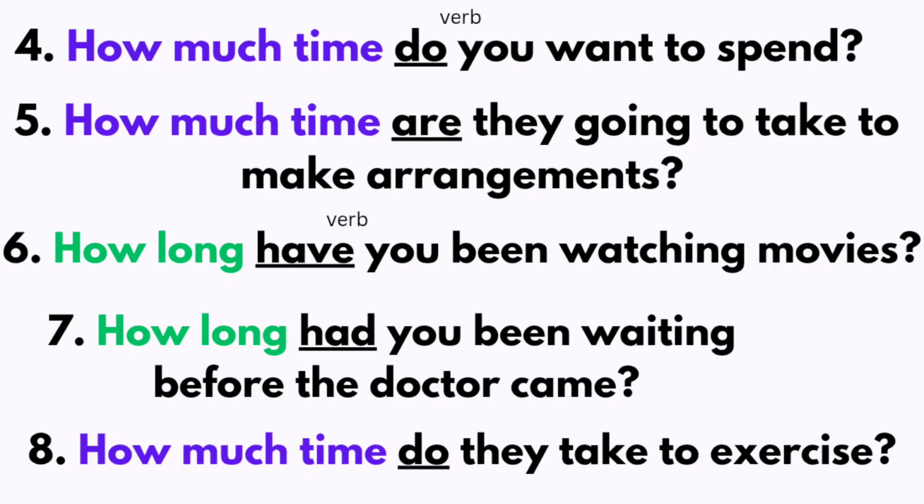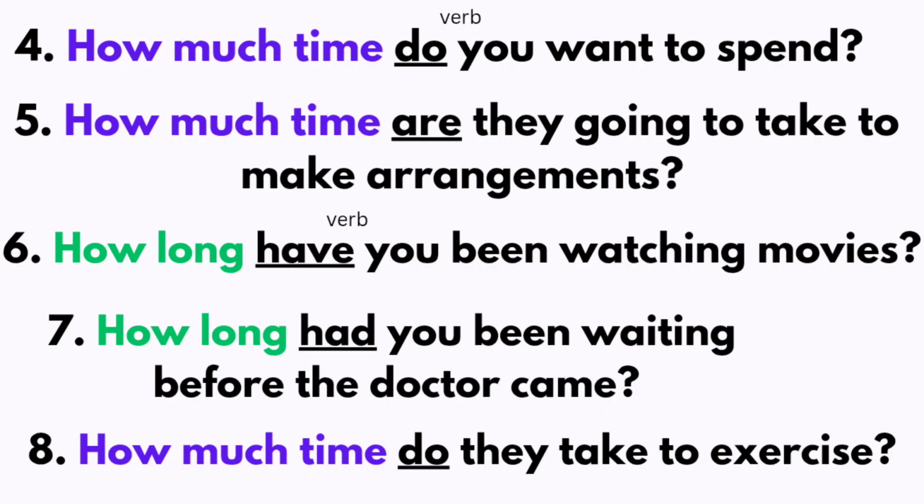look at the sixth example. How long have you been watching movies? Or you can say, how long had you been waiting before the doctor came? How much time had you been waiting before the doctor came? Both are correct. Okay, how long is equal to how much time? Both are related to duration of time in terms of seconds, weeks, months, years. Okay, you can use both.